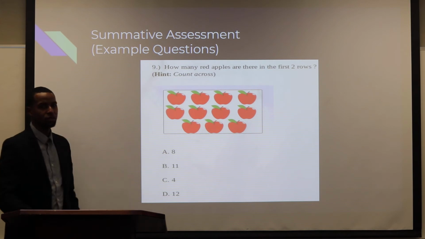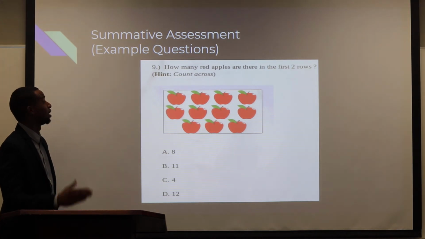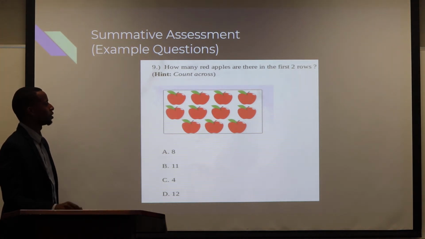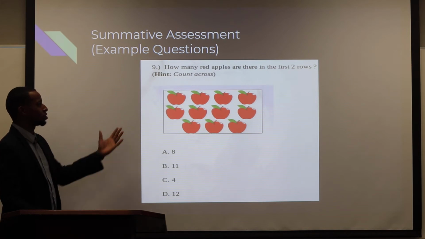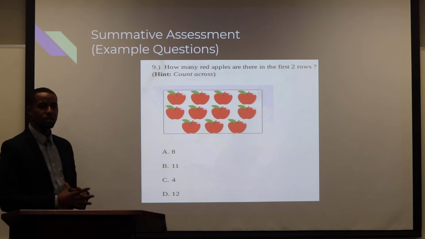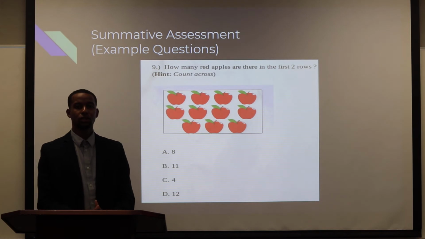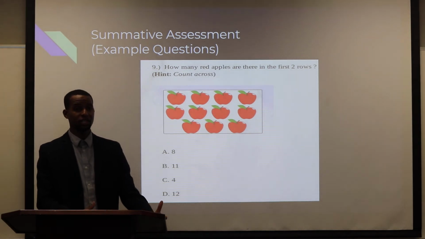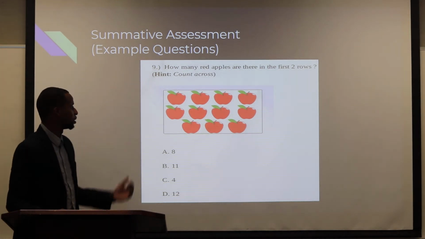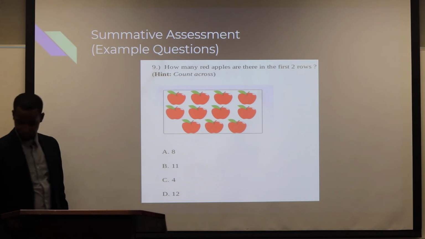And then this question is really similar to the last question. How many red apples are there in the first 2 rows? Again, the students have to use the concept of grouping that we worked on earlier in the formative assessment. Now they have to show me in the picture.